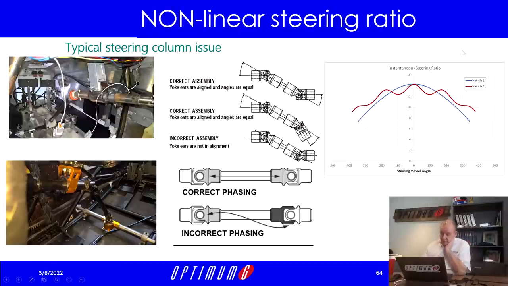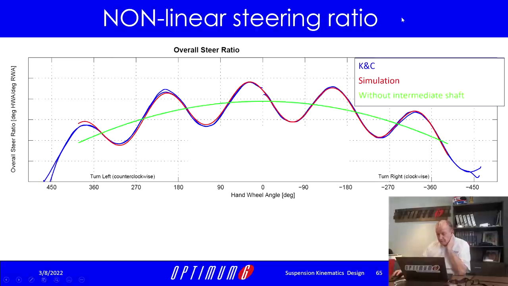So let me show you a bad and a good example of a real car. You have an example where you have in blue the KNC and in red the simulation. So pretty good. The simulation is giving you something correct. And then we have an intermediate shaft. On a passenger car it is very difficult because, you know, you need to go from the steering wheel towards the steering rack. You have an engine, especially a transverse engine. So you need to have an intermediate shaft. Without an intermediate shaft, you would be in a perfect situation. Direct connection between steering wheel and steering rack.